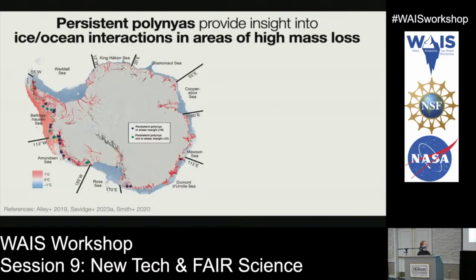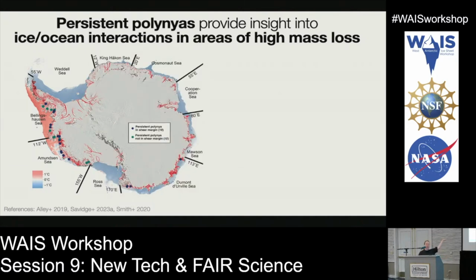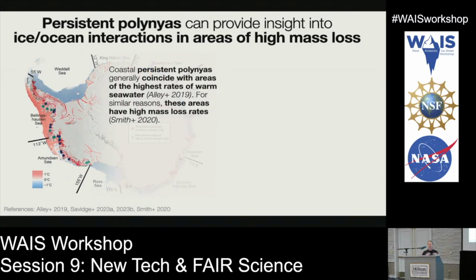Persistent polynyas can offer a compelling window into these subsurface ice-ocean interactions. And specifically, when we look at this figure right here, this distribution of persistent polynyas on the margins of Antarctica, we see that they tend to occur in West Antarctica. And more specifically, they coincide with areas of the highest rates of warm seawater. For similar reasons, these are the same areas that have high mass loss rates.